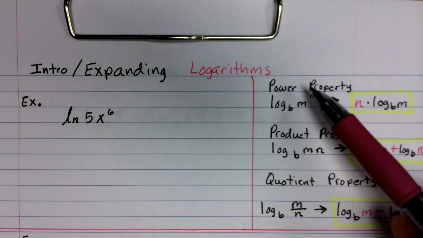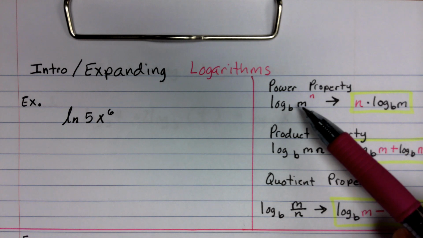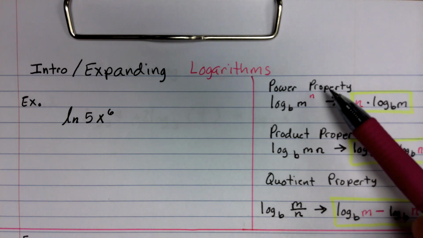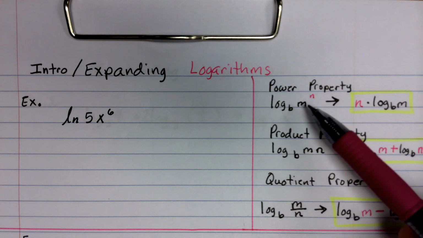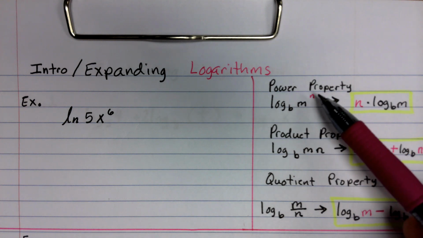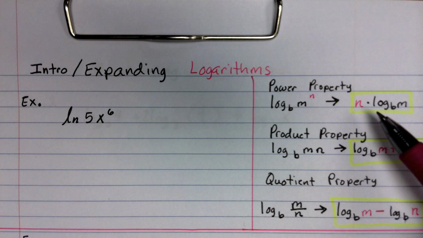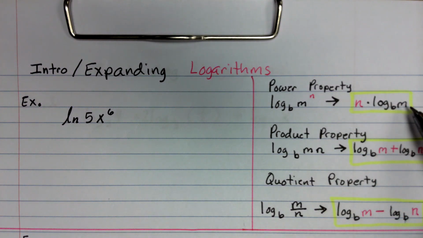So notice right here we have a power of n to m, and with the power property it just says that if you have a log with a base and then you have your value to the power of something, you simply take that power and put it in front of the log. So that's a way to transform it so that you can go ahead and expand it. So that's something that's going to be occurring.